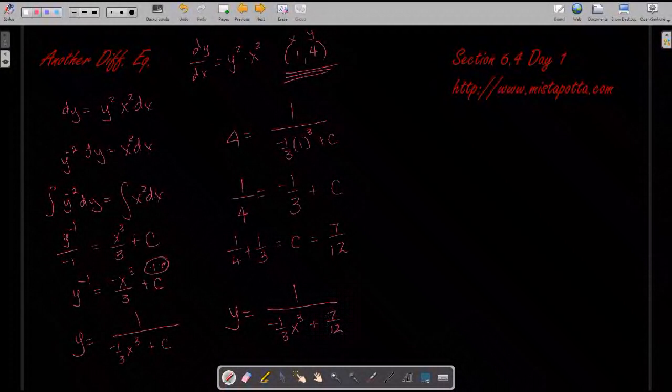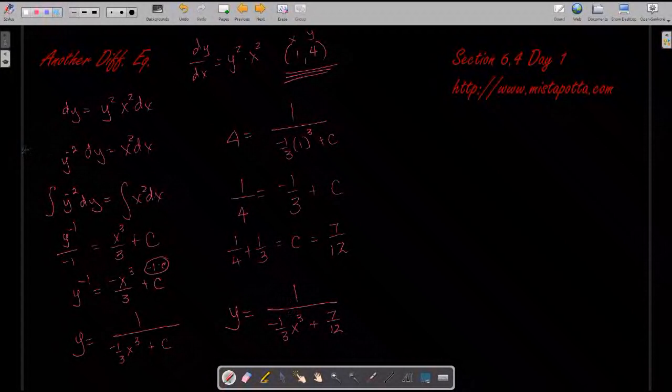So I have a solution for my differential equation, and if I really wanted to, I could check this. I could see if I take the derivative and then multiply times y squared times x squared, do I get the same thing on both sides? I'm not going to do that right now. But really the whole idea is these 5 steps that we've talked about.